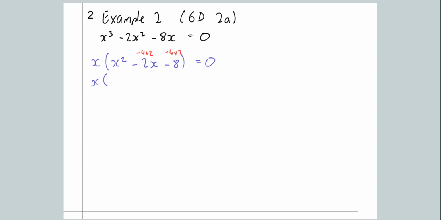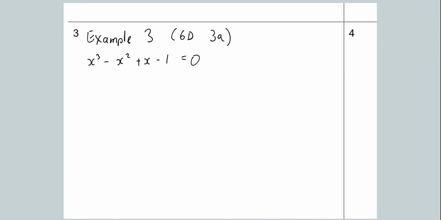So the bit inside the bracket would be x minus 4, x plus 2... x minus 4 and x minus 2 is equal to 0. And then by the null factor law, x equals 0. Don't forget that one. That's the first factor. x equals 4 and x equals 2. Hopefully that all makes sense. Let's have a look at example 3.